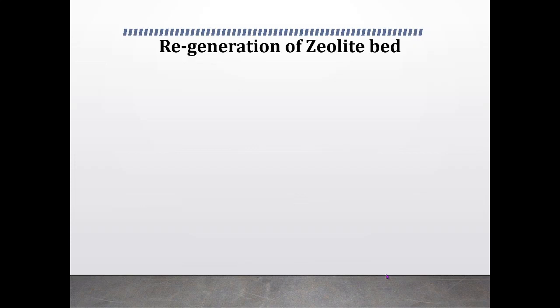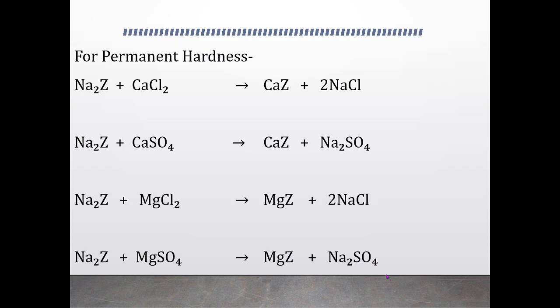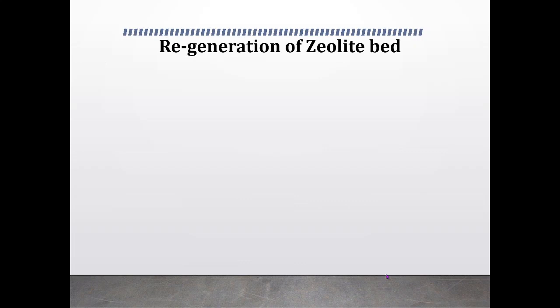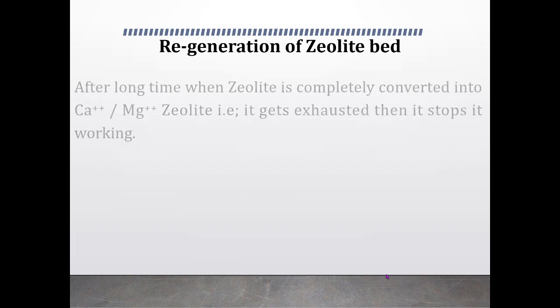Now, if we observe these reactions, what happened exactly? Na2Z is converted into CaZ or MgZ. It means after some time, all the zeolite gets converted into calcium and magnesium zeolite. So obviously if we keep adding water, no exchange will take place. So what do we have to do? We need to regenerate this zeolite. It means again we need to convert that CaZ, MgZ into Na2Z, and that process is known as regeneration of zeolite.